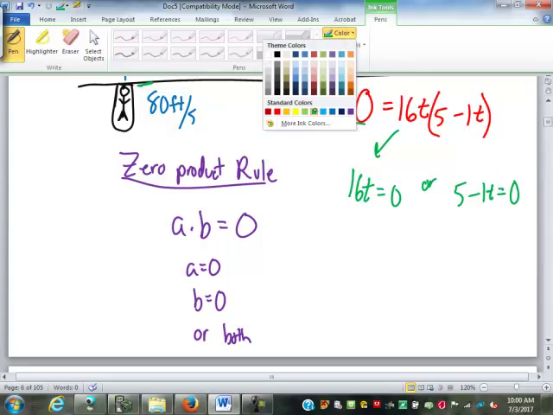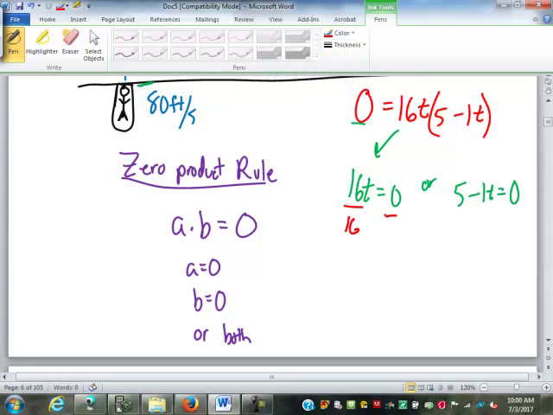So solving this first one, I just divide by 16. Well, what's 0 divided by 16? 0. That makes sense. You were at the ground when the cannon fired. At 0 seconds, you were at the ground.